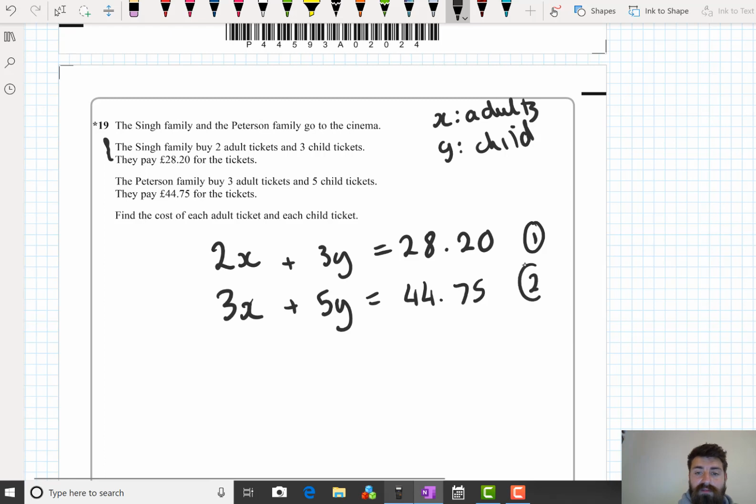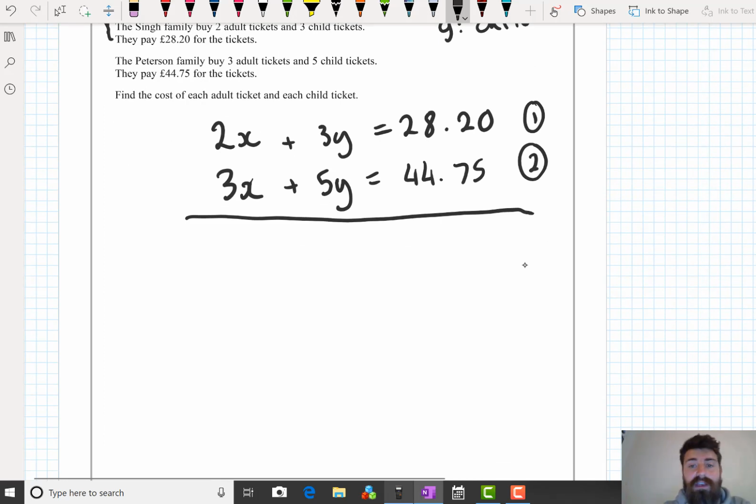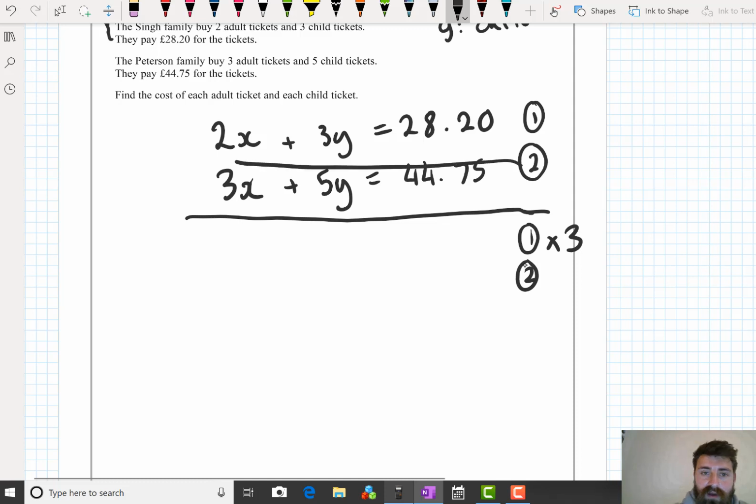1, 2. Strategy here, let's make the x's the same or the y's the same, it's up to you. The way you could do this is to multiply the first equation by the second equation's leading coefficient, which is 3, and multiply the second equation by the first equation's leading coefficient, which is 2, all the way across. This should create a common coefficient. A coefficient is a number in front of x, or a number in front of a letter.